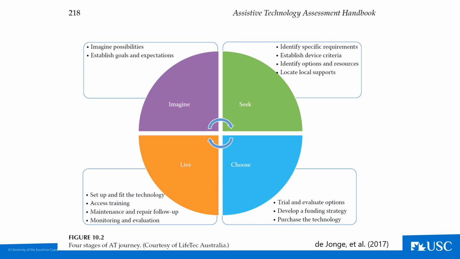Then they need to seek what they want to use, so find out what their requirements are, what their supports are, what kind of device they might need. Then they need to choose, and in the choosing you have a trial element, so trying out something, seeing if it actually works, looking at how you get it funded, and then eventually the purchasing. And you then have to live with the device, which actually means setting it up, fitting it, accessing training, maintaining it, monitoring it. And that last section is vitally important.